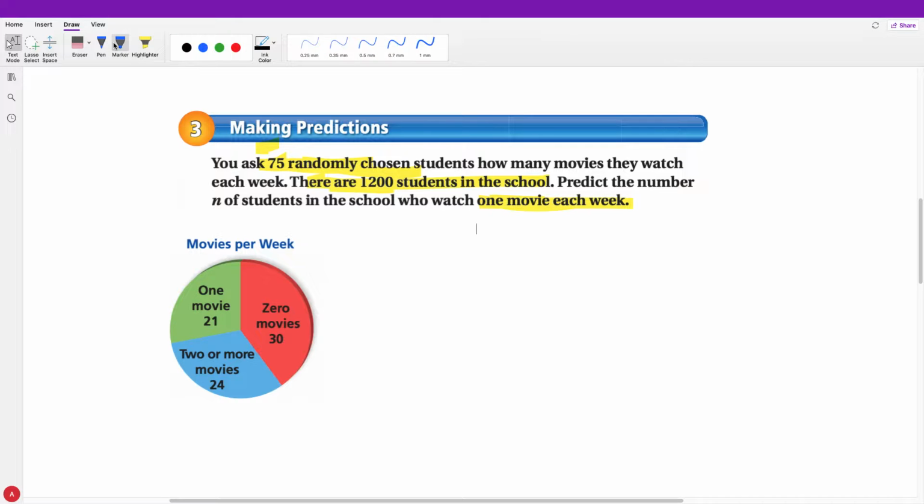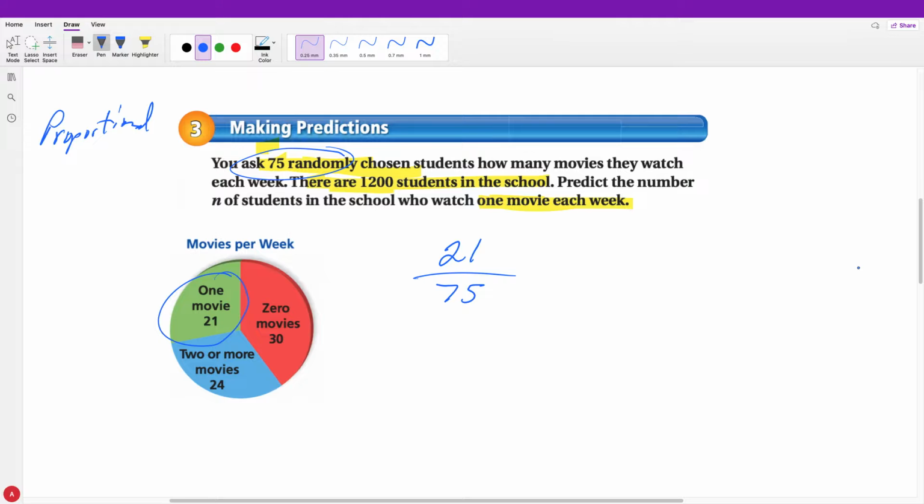So because this is large enough, and we're randomly choosing students in the population, everyone has an equal opportunity of being selected. We know that this is unbiased and it is random, and we said that the sample is proportional to the population. So that means I'm going to set up a proportion. We randomly chose 75 students, and 21 of them watch one movie per week. So the ratio of students that watch one movie per week to the entire sample is 21 over 75.